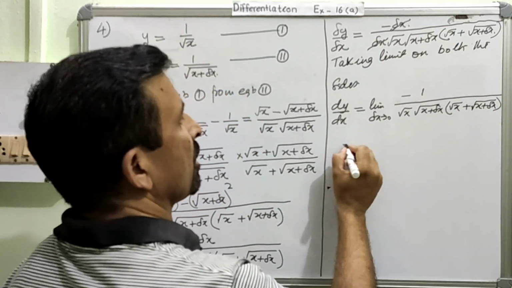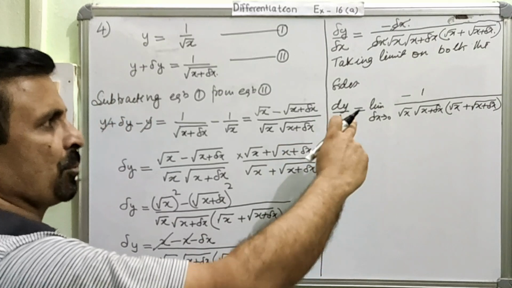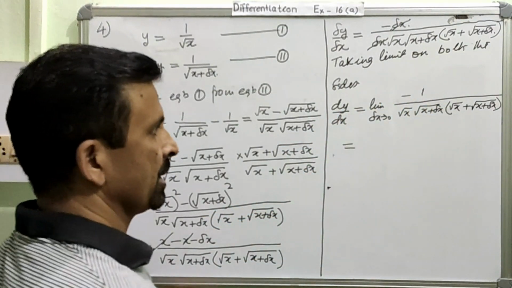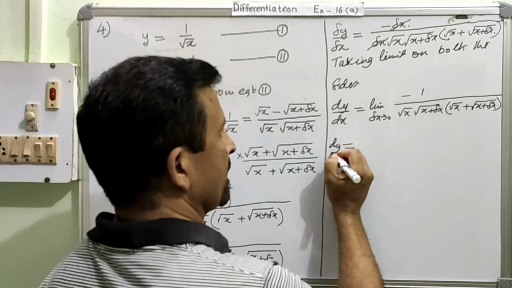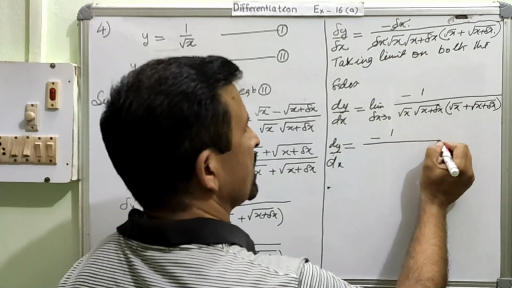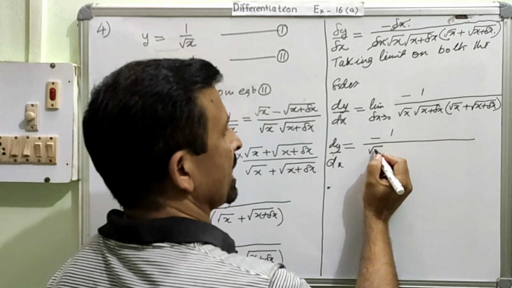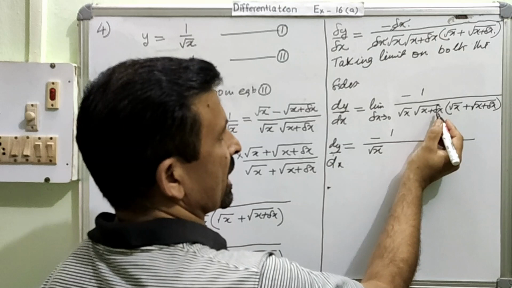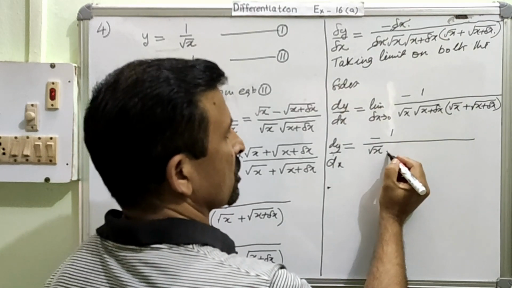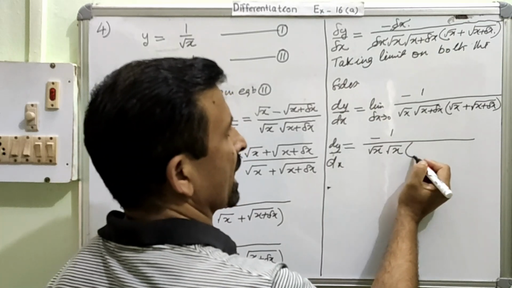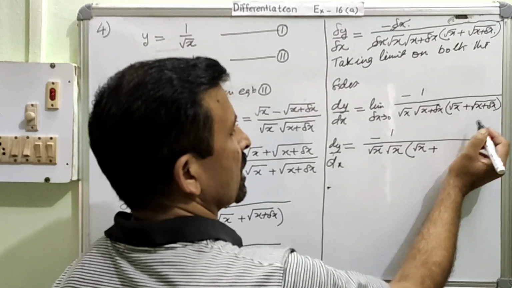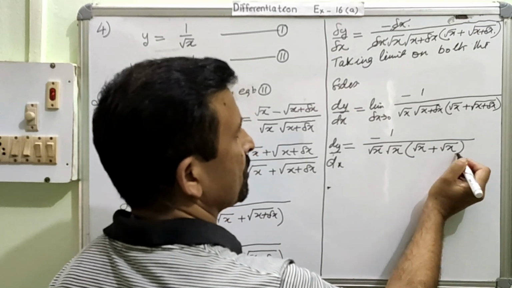Is it okay? Now once you have taken the limit, you just have to put the value of delta x as equal to 0. So wherever you find delta x, you can just make it as 0. So this dy by dx is equal to numerator minus 1, denominator what happens? This root x will remain as it is only because there is no delta x. This part here will become 0. So only we will be left with the root x. So again here root x. Now bracket. This root x will be again as it is, and then plus sign. This will also become just root x.